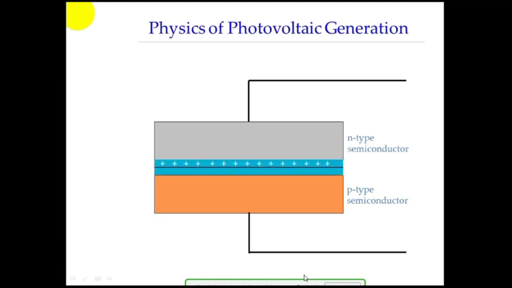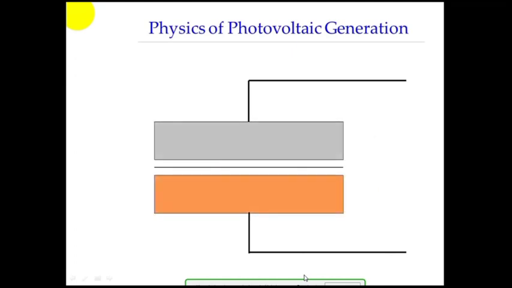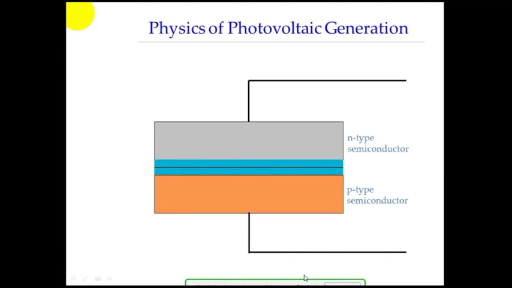The same thing happens here. So the steps will be indicated here. First, the p-type and n-type semiconductor structure. In the p-type, the majority charge carriers are holes, and in the n-type, the majority charge carriers are electrons. The blue indicates the depletion region. Now, there is no source.